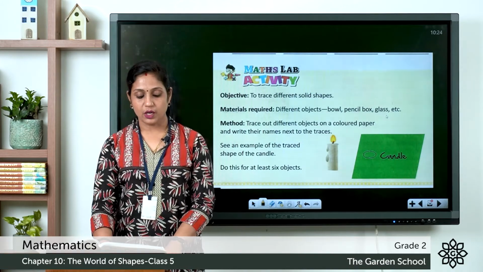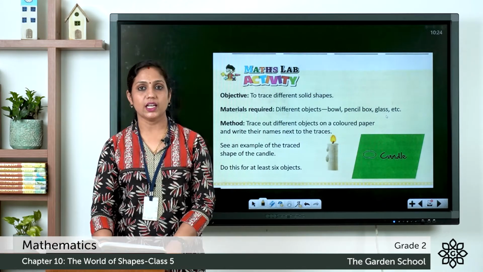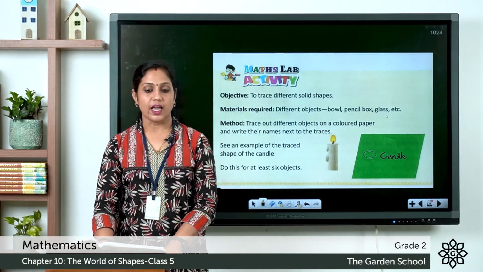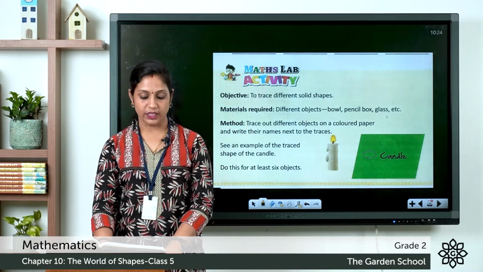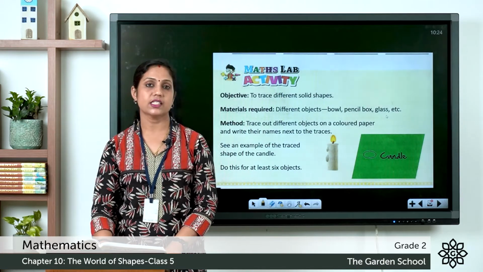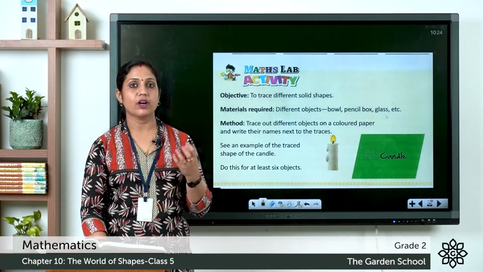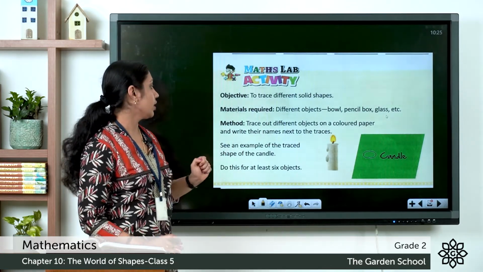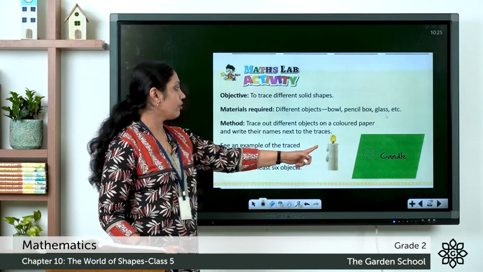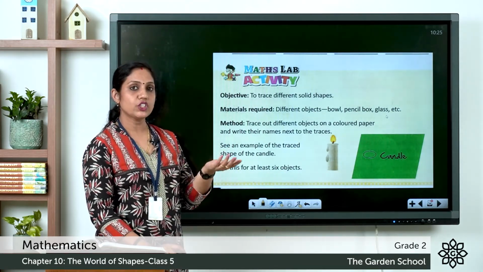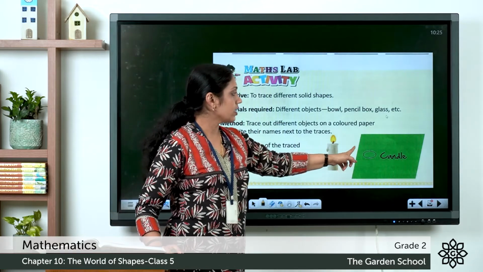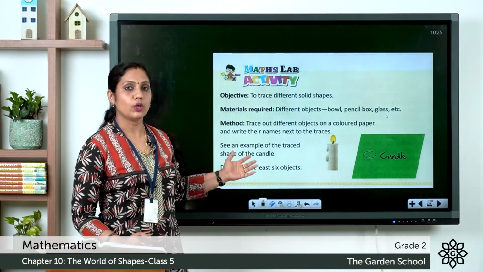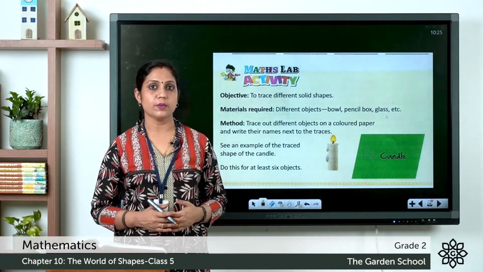Method: trace out different objects on a colored paper and write their names next to the traces. See an example of the traced shape of the candle. Do this for at least 6 objects. So here you have to trace from a solid shape, you will be getting the base of a plane shape. Here you can see an example is given of a candle, and look at the candle, what shape the base will be having. It is circular in shape, and write the name of it. So similarly, you can take what all materials you get and try to trace the shapes and find out.